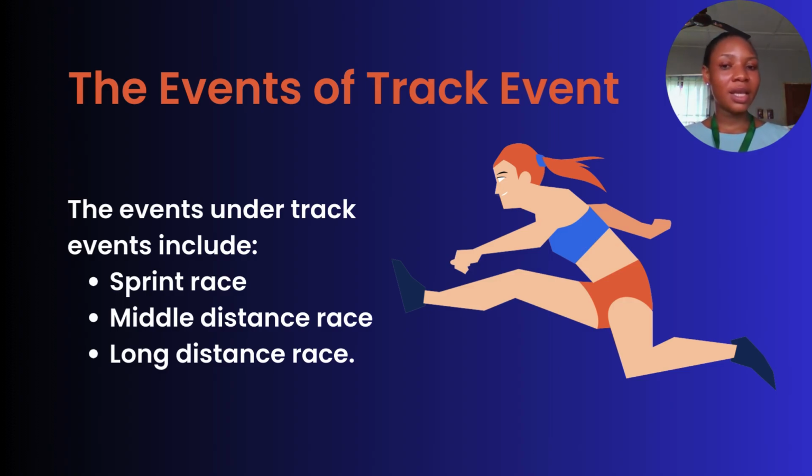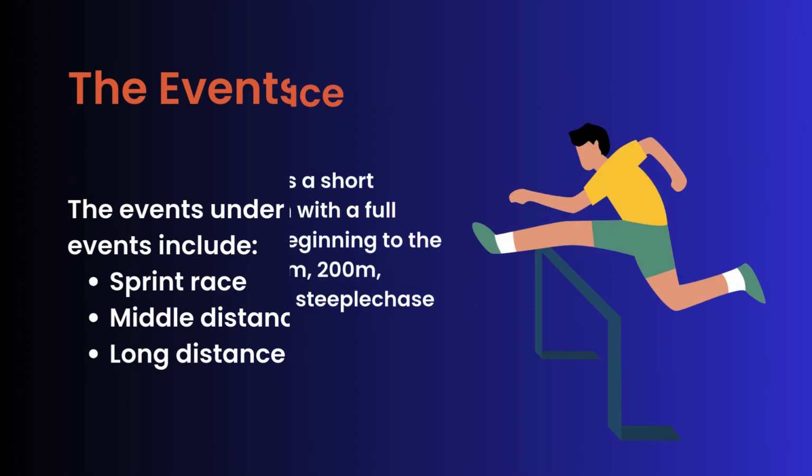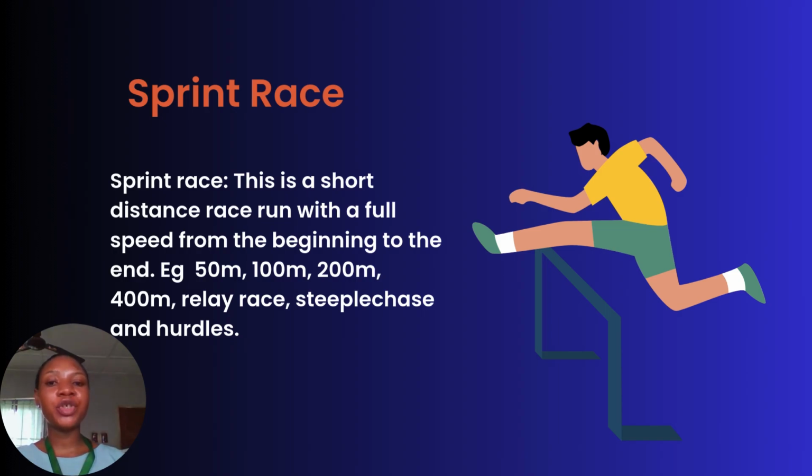So what did I say? The three events under track events are the sprint race, middle distance race, and the long distance race. The first is a sprint race. Sprint race is a short distance race run at full speed from the beginning to the end.